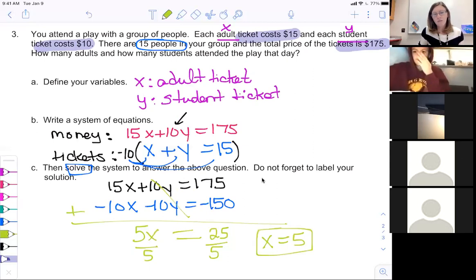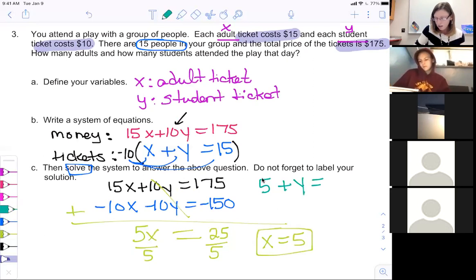X equals 5. We know with these equations, once you find one answer, you need to find the other. Our goal is to figure out how many adults and students went to the play. So this X represents my adults. We are trying to find the students. Use the easy equation. X plus Y equals 15 because I want to know how many students went. And if I subtract 5, I get Y equals 10.